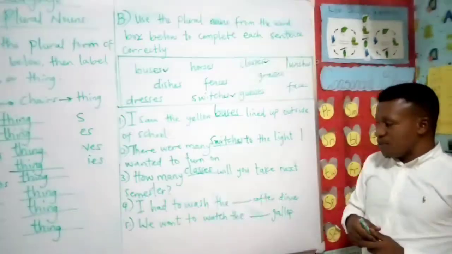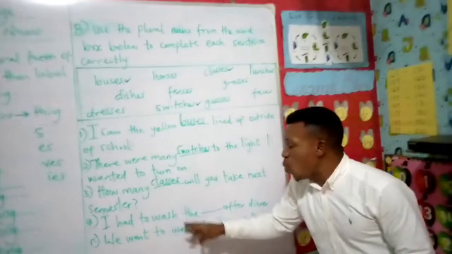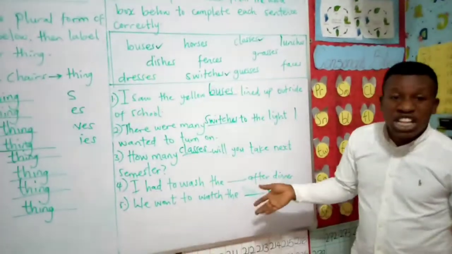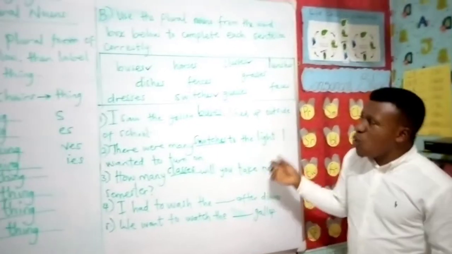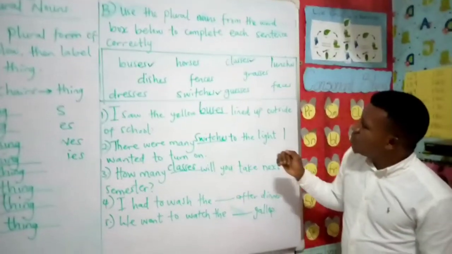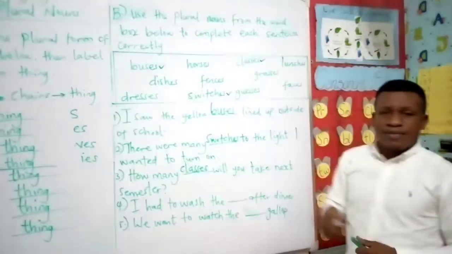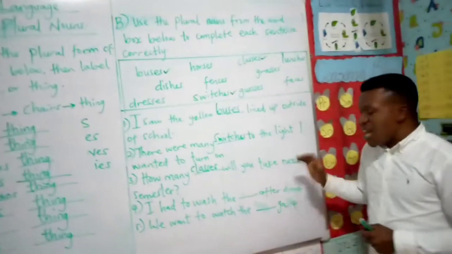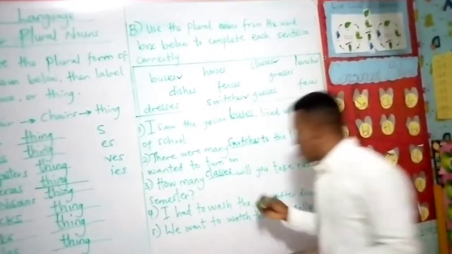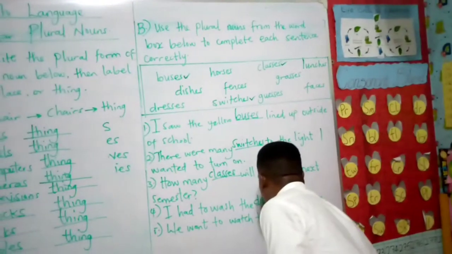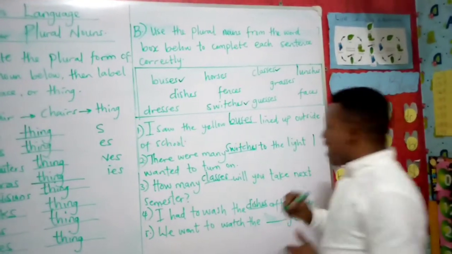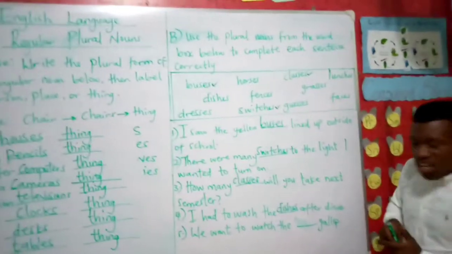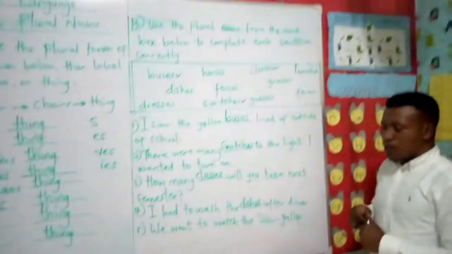Number 4. I had to wash the dash after dinner. You had to wash what after dinner? Dishes. Fantastic. I had to wash the dishes after dinner.